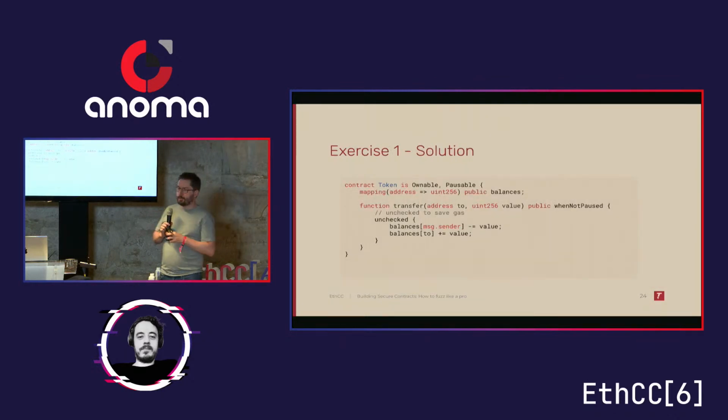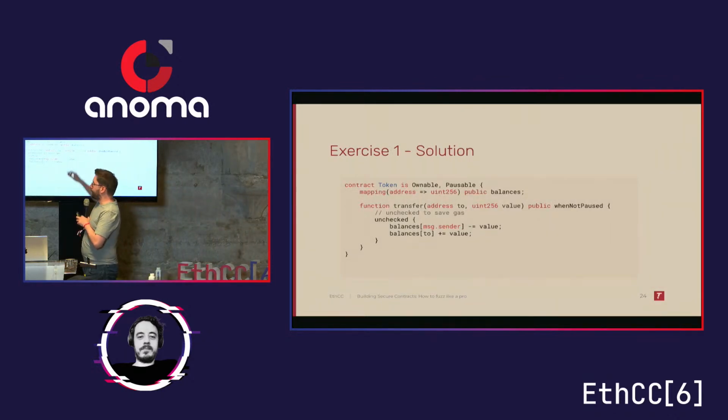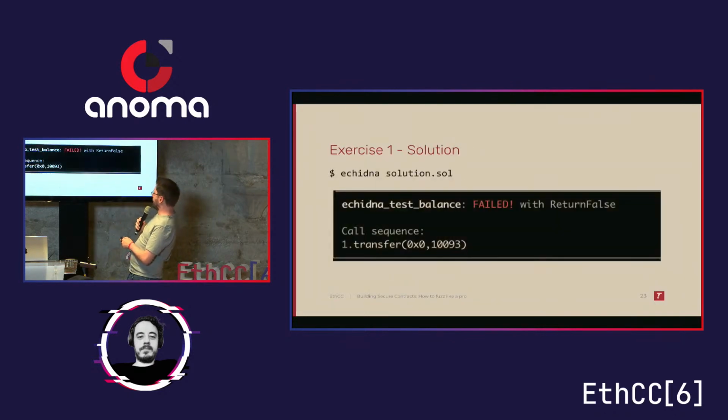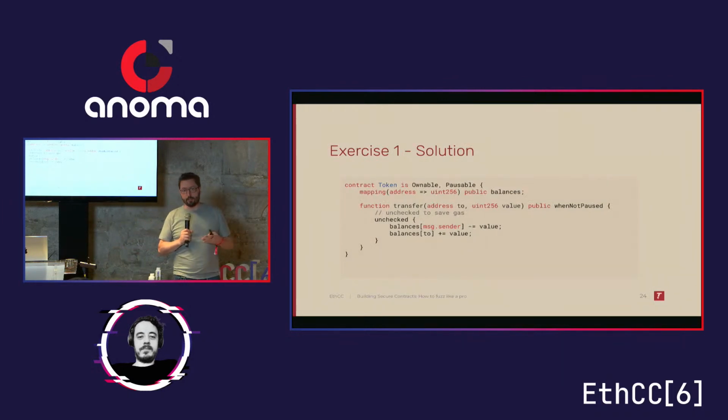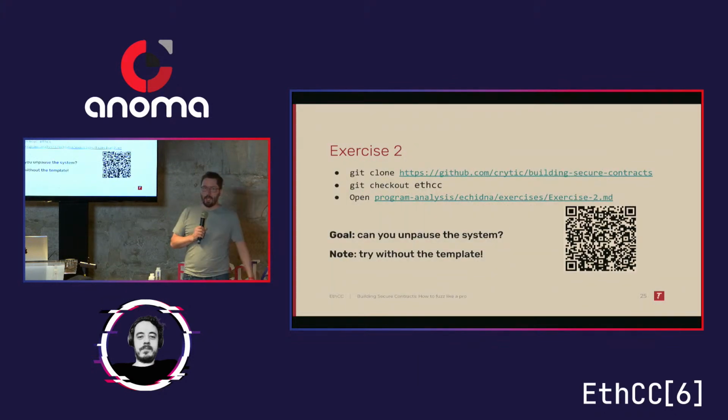Here it did call transfer with 10,093, which triggers the underflow. The interesting thing is that you define an invariant about the behavior of the contract, but you don't even need to look at the transfer function itself to define this type of invariant. Any question?